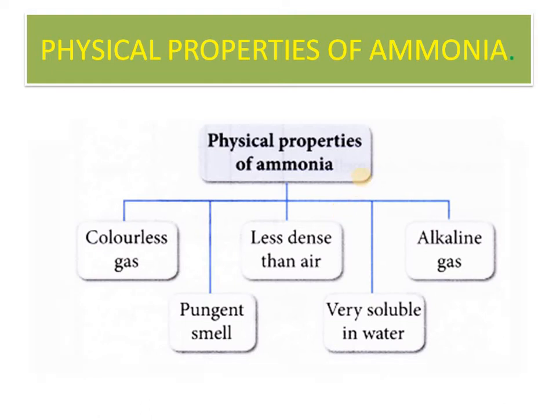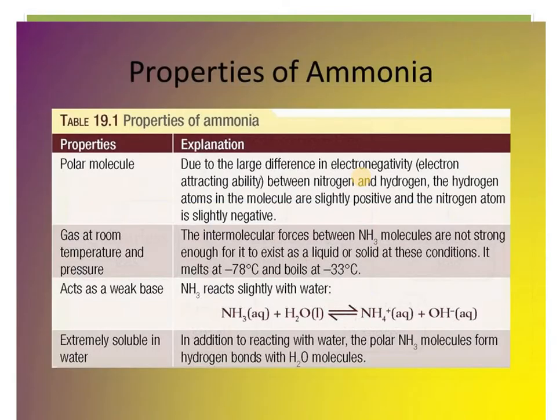Why is it soluble? Because of intermolecular hydrogen bonding. And ammonia, you know that it's a polar molecule. Why a polar molecule? Because the nitrogen-hydrogen bond is polar. And why is it polar? Because of the difference in electronegativity. Nitrogen is more electronegative than hydrogen.